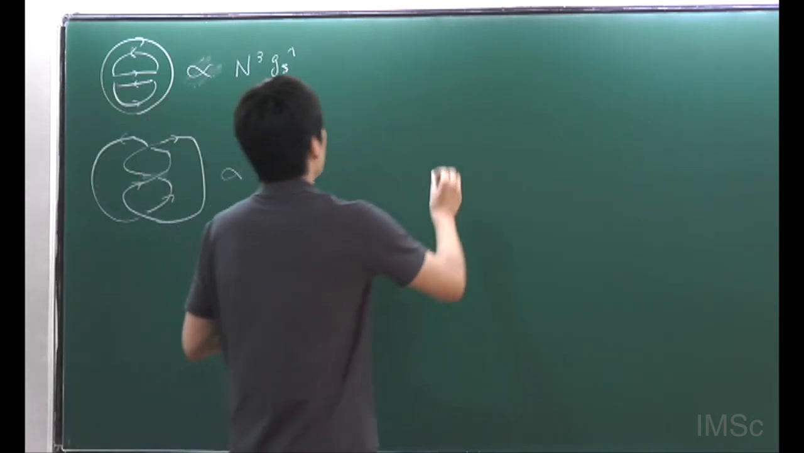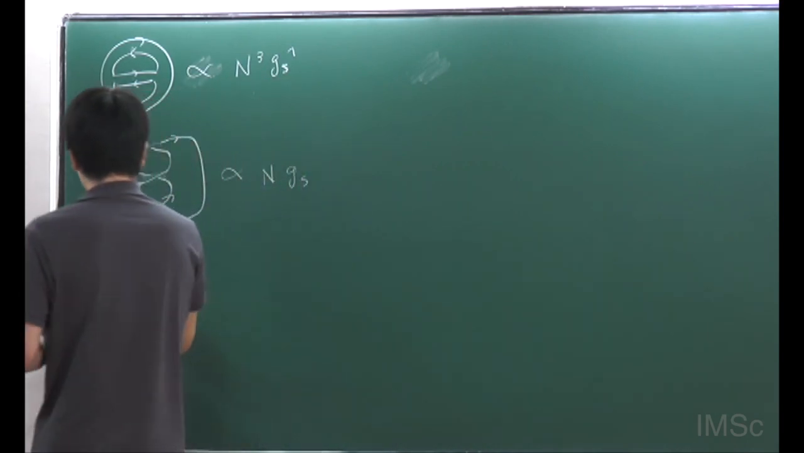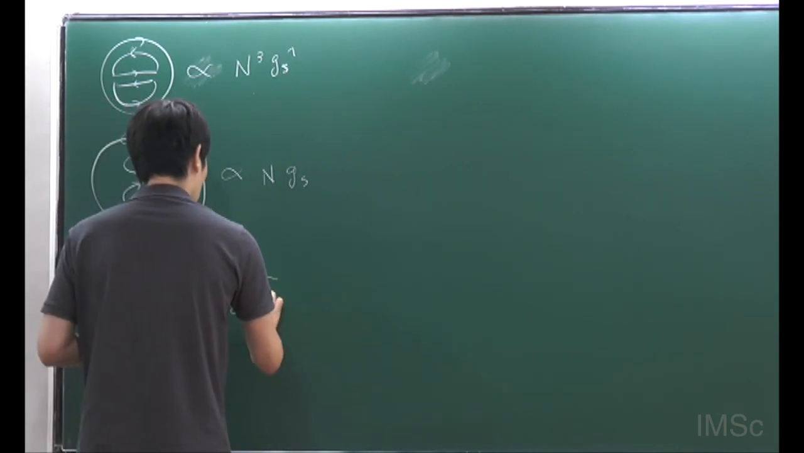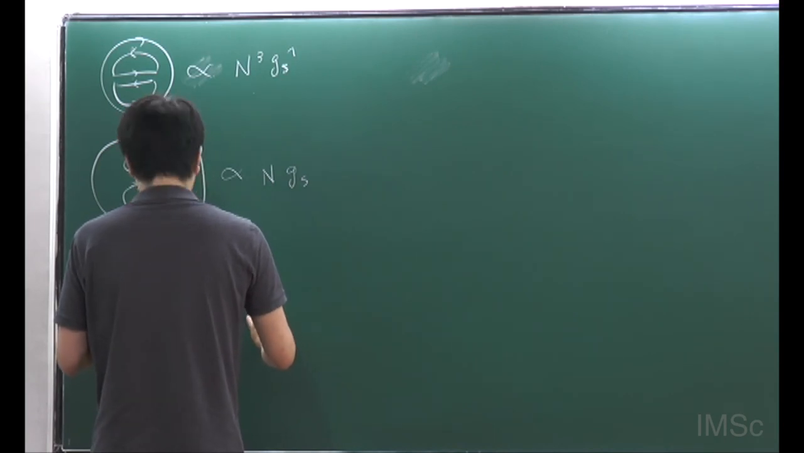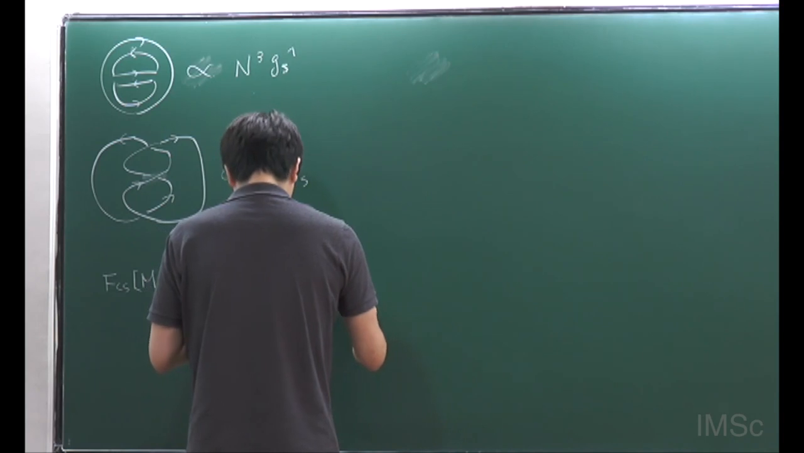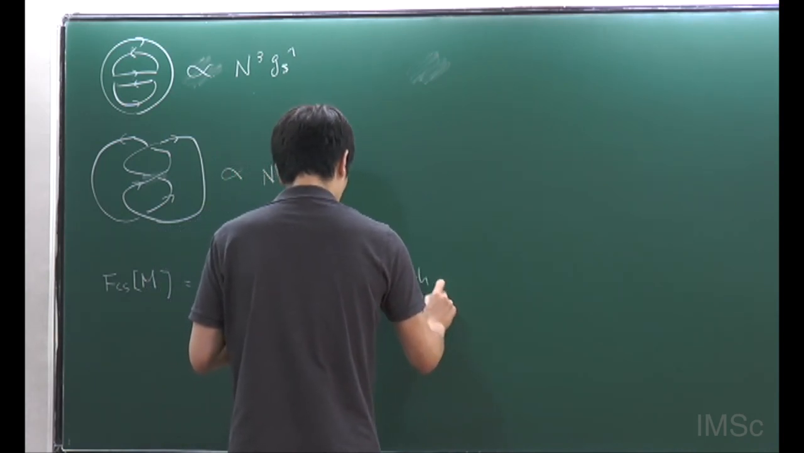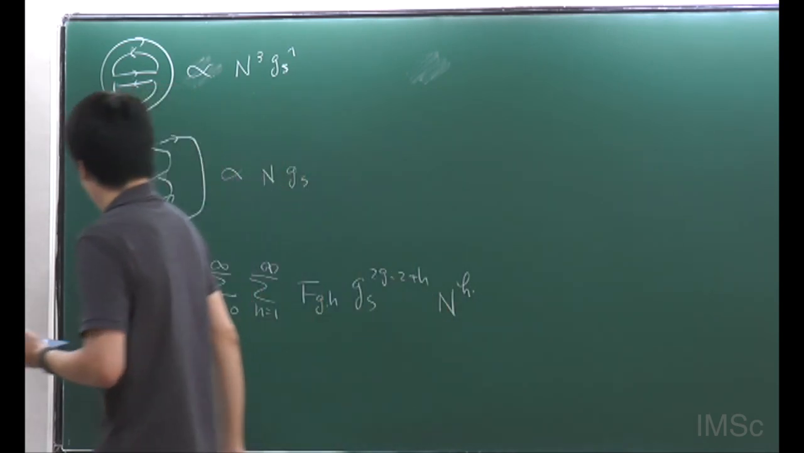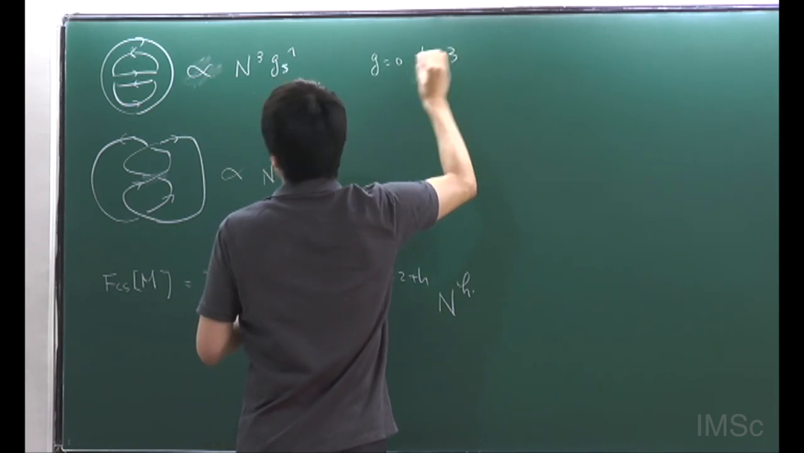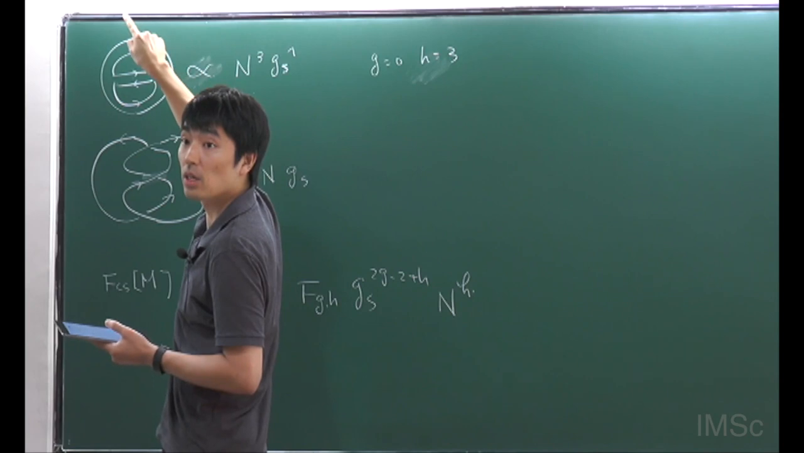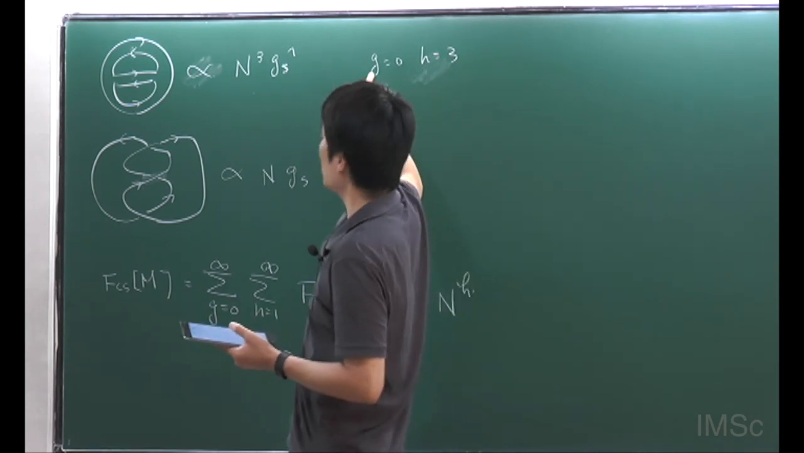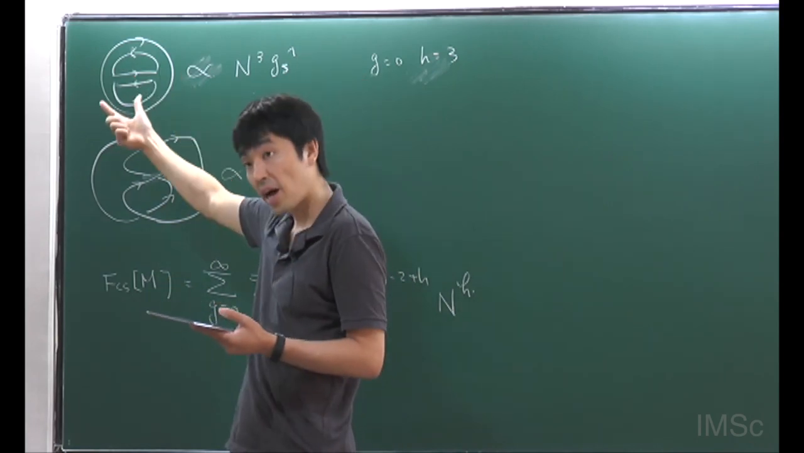Therefore, if you sum over everything, this F Chern-Simons M can be written in terms of the following form: the sum over g equal to 0 to infinity, sum over h equal to 1 to infinity, of F_gh g_s to the 2g minus 2 plus h and N to the h. Here, g equal to 0 and h equal to 3 means there are 3 boundaries of the fat graph. H stands for holes, and g is the genus of the surface where the fat graph can be put.